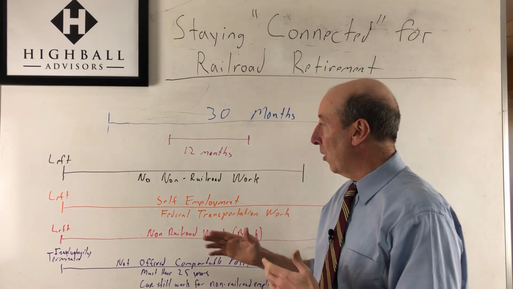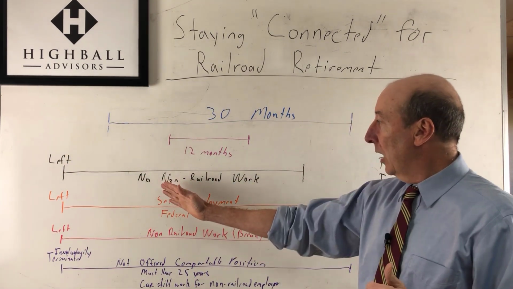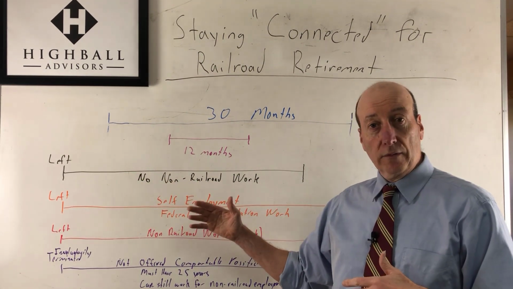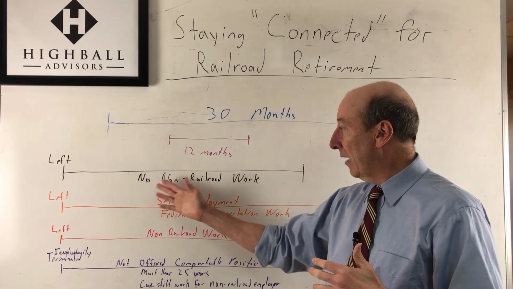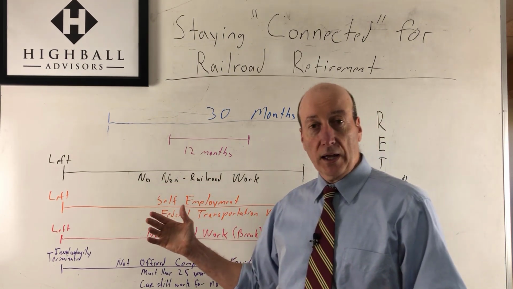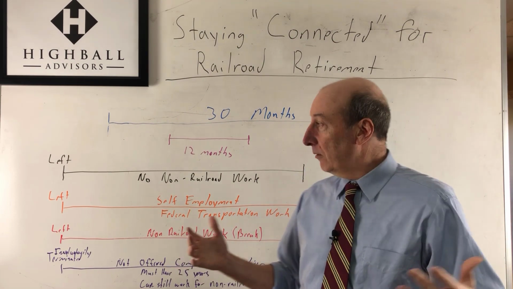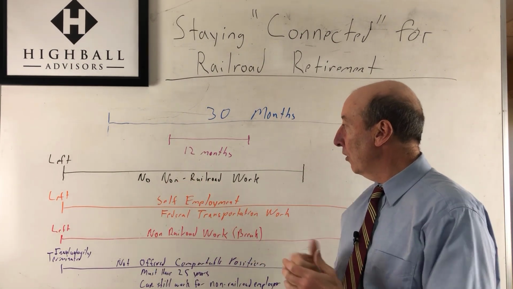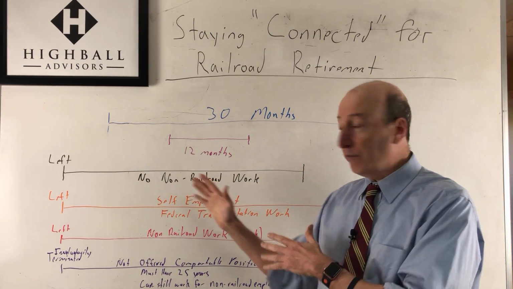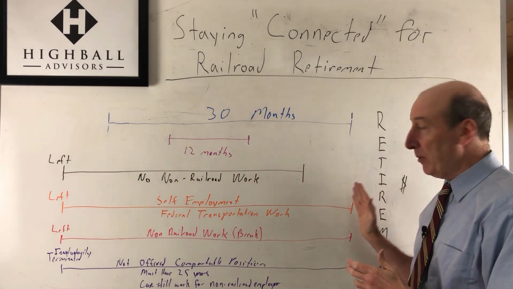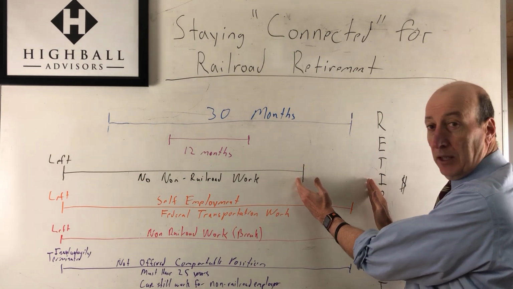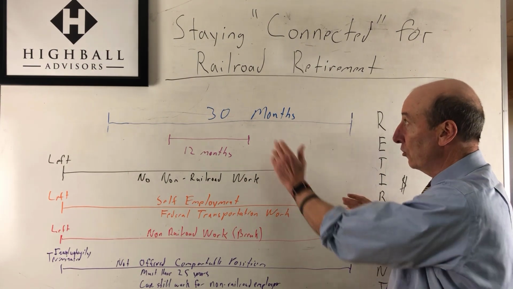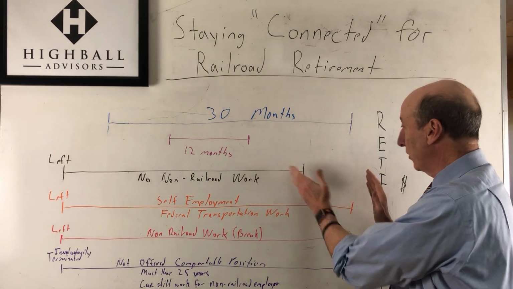Now let's go to another part. Let's say you leave the railroad and you don't work for another railroad. You have no non-railroad work. You're just hanging out before your railroad retirement starts. You're still connected. You're fine. Even if you're not at retirement yet, this gap doesn't matter because you're not working, and your last job was for the railroad. So you're still connected.